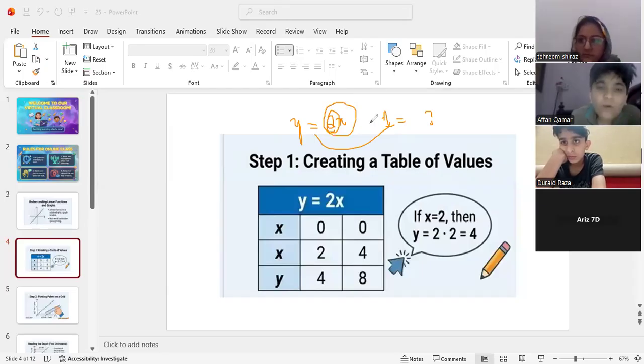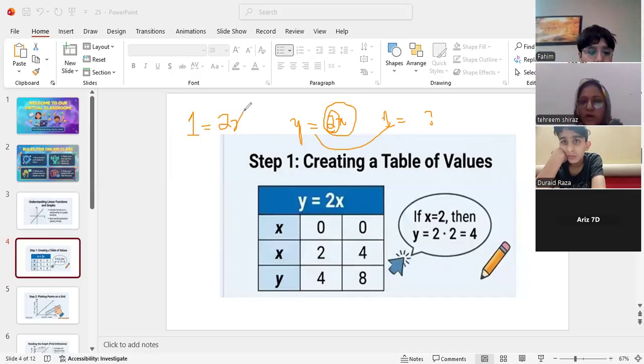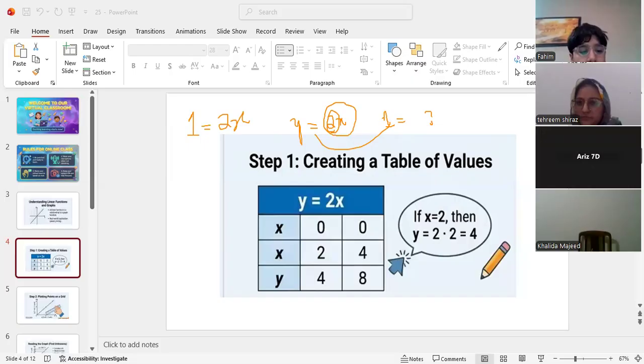Anyone, raise your hands. I will put the values in the equation: 1 is equal to 2x. What will be the answer? Yes, Rohan Fahim. Very good. If 1 is equal to 2x, then would the answer be 2? Or I think the answer would be 1x. Think about it.